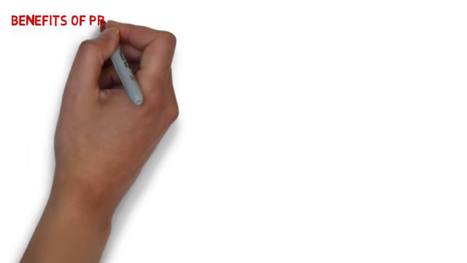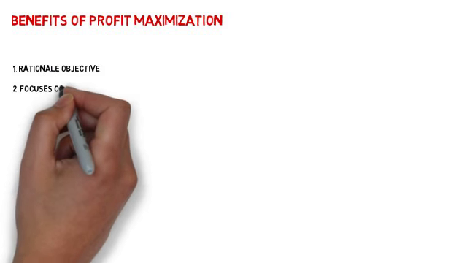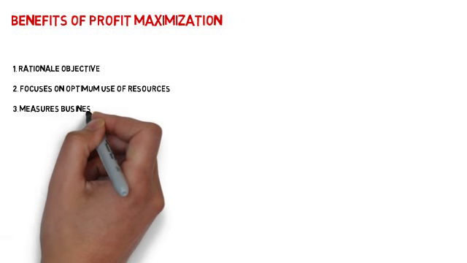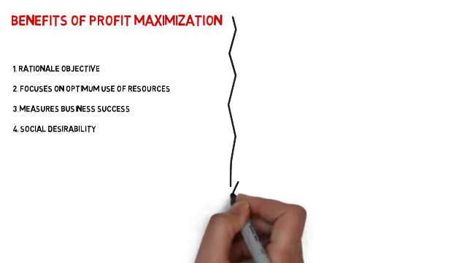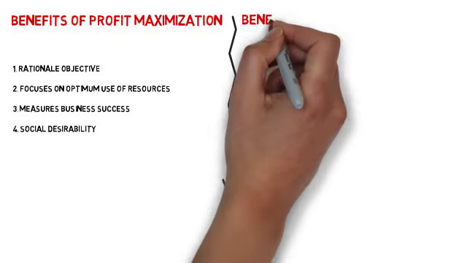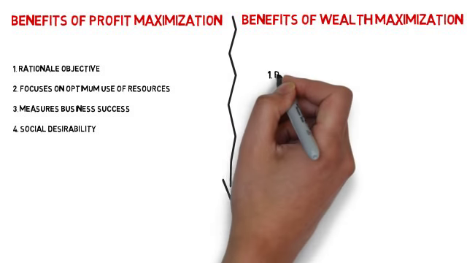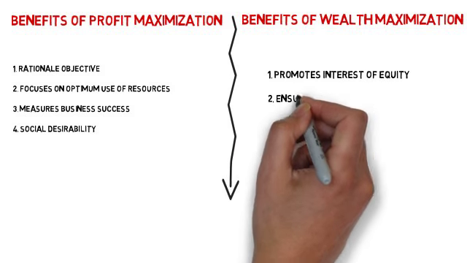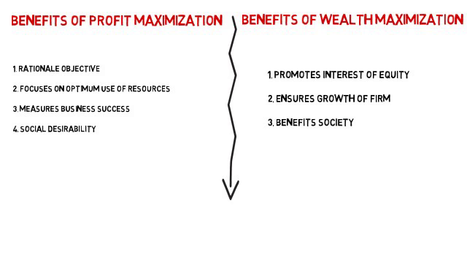Symbolically, it can be represented as wealth is equal to cash inflow minus cash outflow. The benefits of following profit maximization are: it is a rational objective irrespective of the sector. It focuses on optimum use of resources. It measures the success of a business and the social desirability. The benefits of wealth maximization are: it promotes the interest of equity shareholders. It ensures growth of the firm since wealth maximization has a long-term perspective. It benefits all stakeholders, including the society.